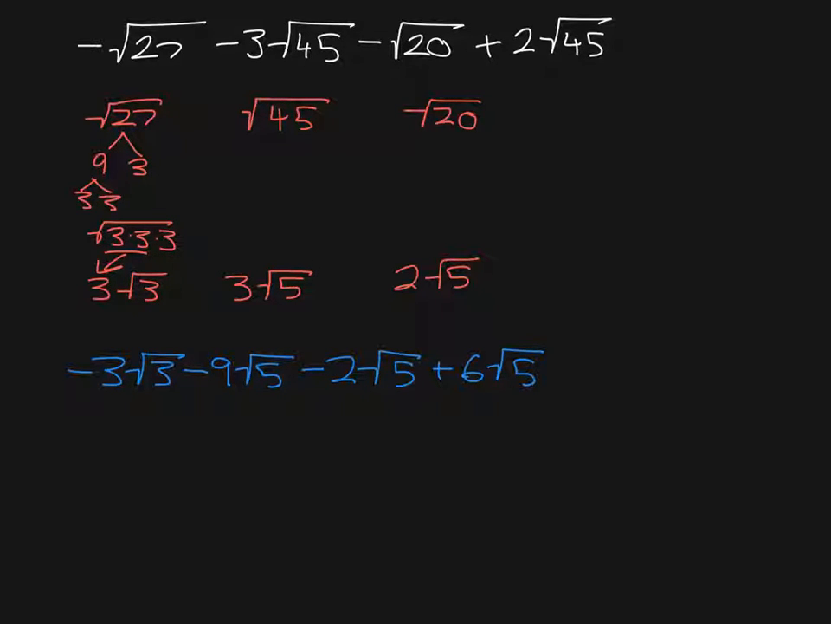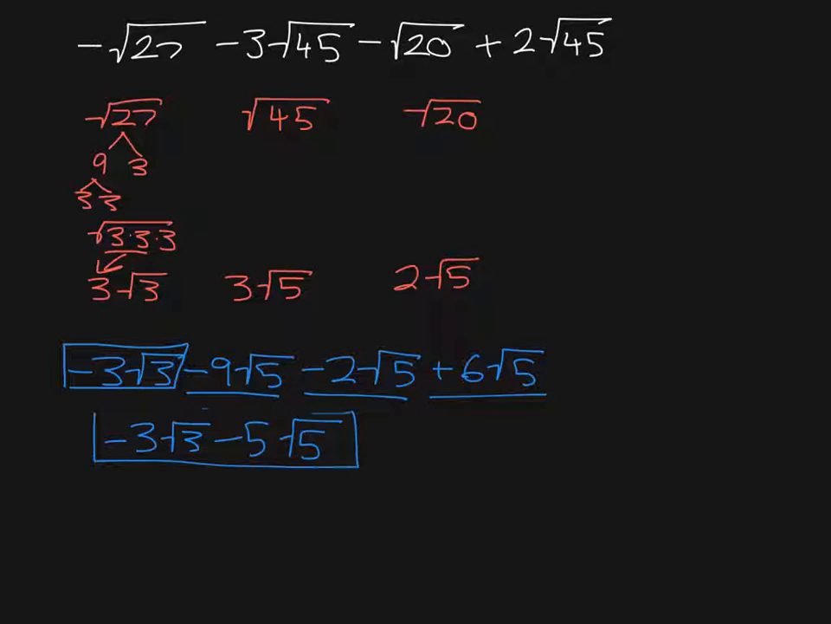And now I can start combining my like radicals. Negative 3 root 3. I actually don't have any other root 3's, so this one is just going to stay. There's nothing to combine that with. And then I have 1, 2, 3 terms that have root 5. So I can combine those. Negative 9 minus 2 is negative 11. Negative 11 plus 6 gives me negative 5 root 5. And because our radicals are as simple as they can get, and there's nothing left to combine, this is our final answer.